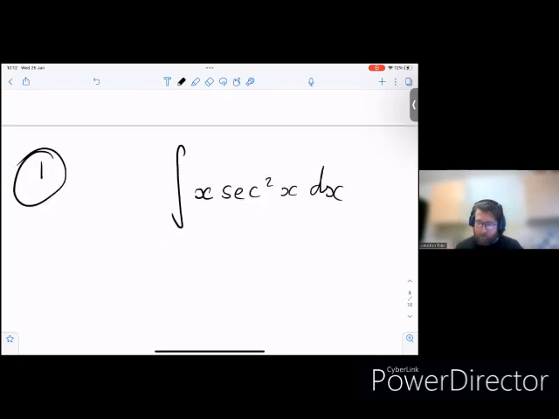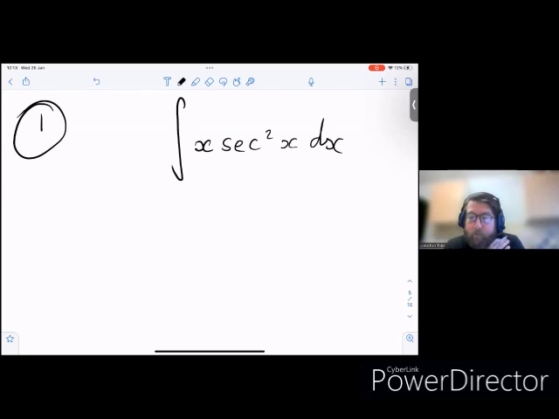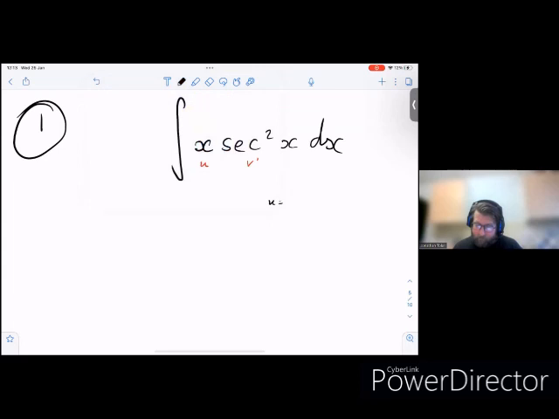Right then, so again, as usual, could you pause the video and have a go at this one? If you'd like a hint, wait a little bit longer. So my hint is make u equal to x. Okay, now pause. Okay, so u equals x, u dash equals 1, v dash equals sec squared x. And v, now remember, this is a standard integral. When we differentiate tan, we get sec squared. So when we integrate sec squared, we get tan.